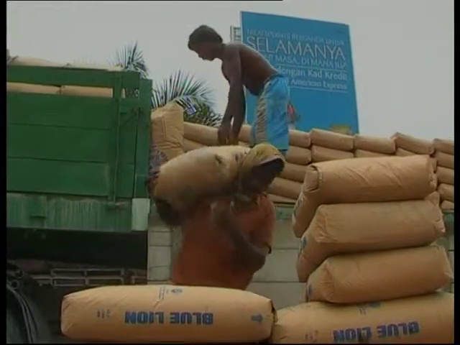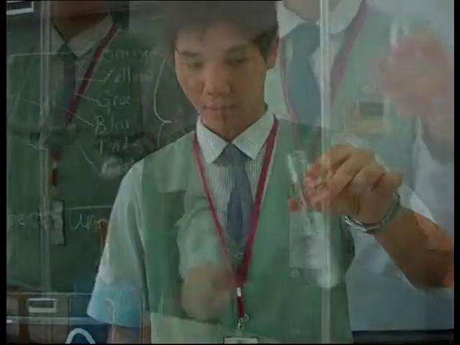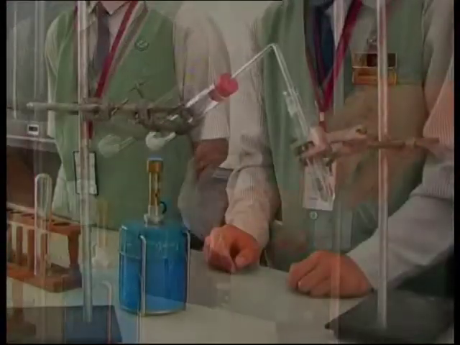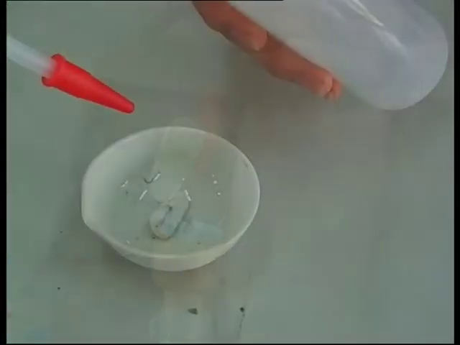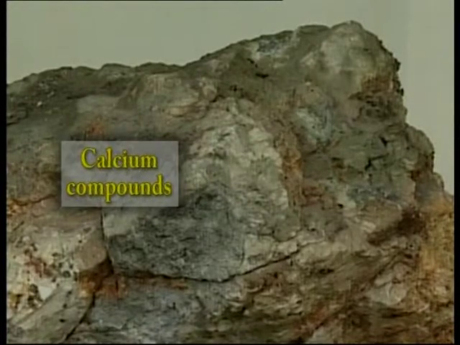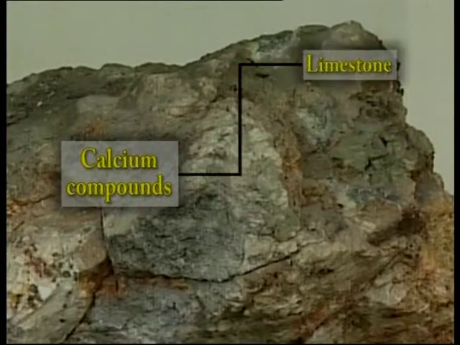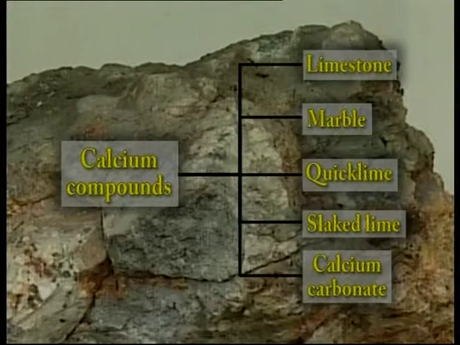Then, we will highlight the various uses of silicon compounds in our daily lives, such as glass, electronic chips, and construction materials. After that, we will examine calcium compounds, specifically calcium carbonate and its properties by doing some experiments. We will also look in detail at calcium oxide and calcium hydroxide by conducting our next experiment. We will also study the uses of calcium compounds such as limestone, marble, quicklime, slaked lime, and calcium carbonate in the construction industry.